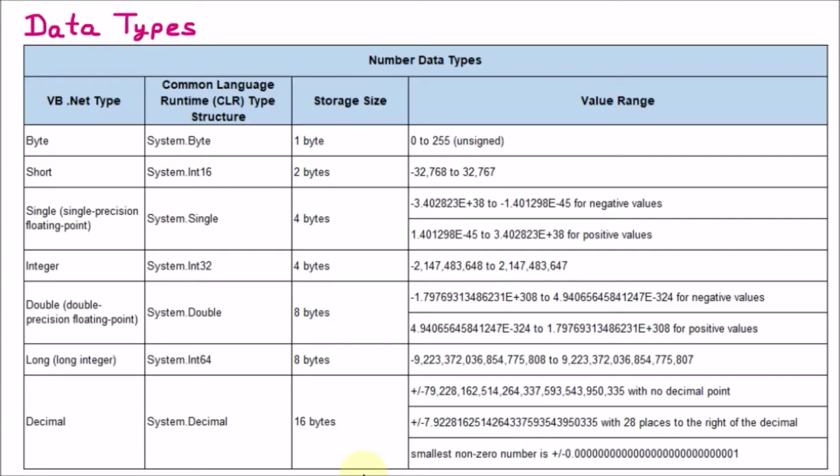Okay everyone, so now we are learning the data types which are used in VB.NET. There are three categories into which we are dividing the data types. The first one is the number data type, the second one is the character data type, and the third one is the other data type. We know that numbers, whenever we are talking about integers or doubles, means whenever we are having floating point values or normal values, these all come under the number.